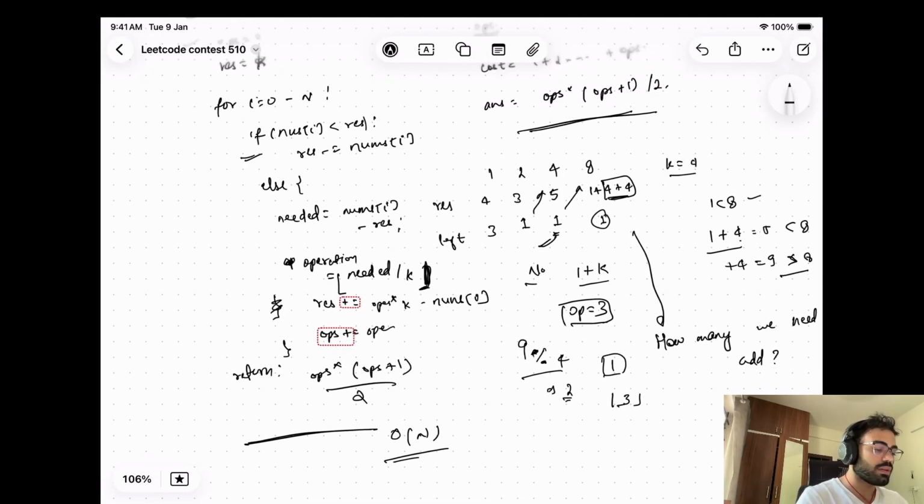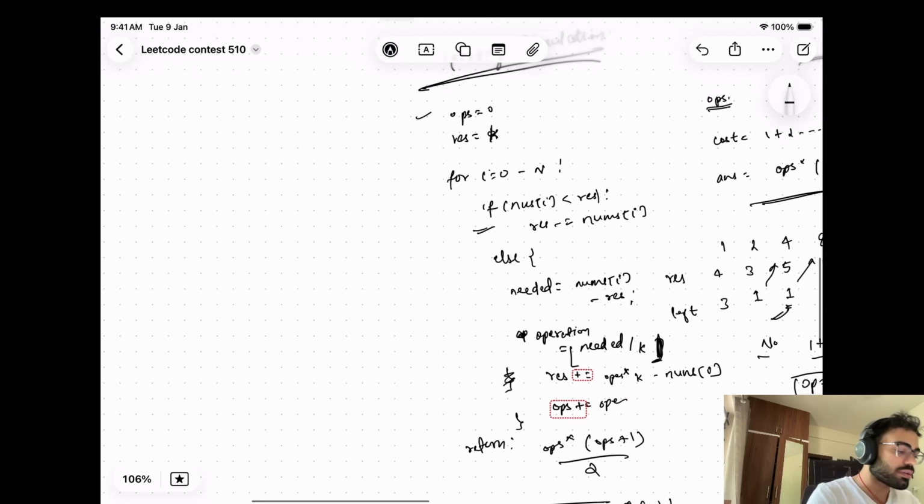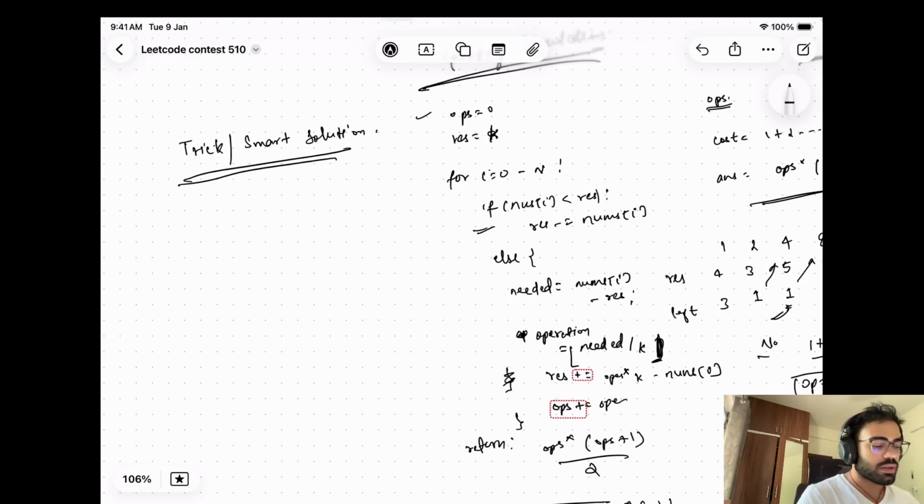Now you tell me a question: is there a tip, trick, or smart solution? Now you tell me one thing, what are we actually checking? We check if each nums of I is greater than k. If it's not, we increase the resources by plus k.